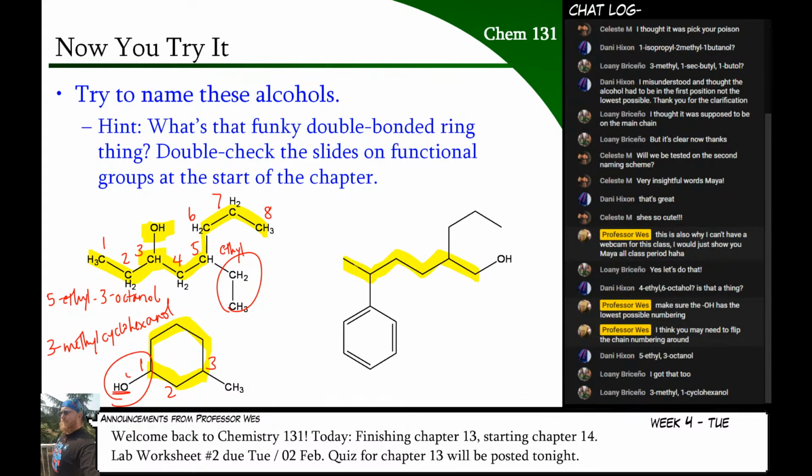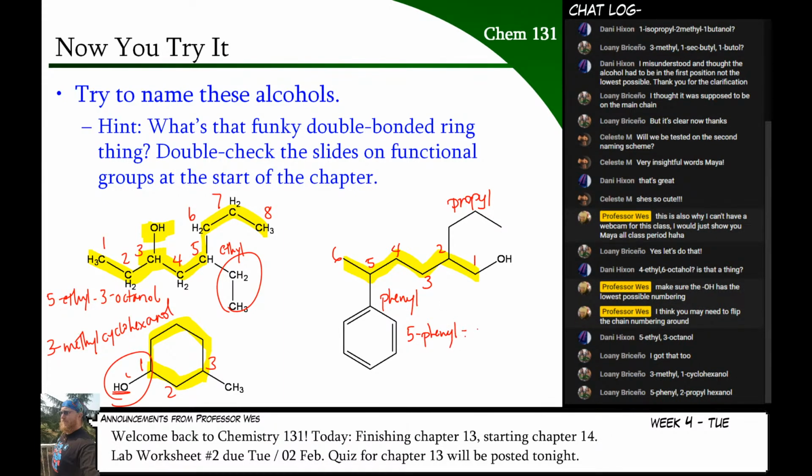On this one over here, let's count this. 1, 2, 3, 4, 5, 6. 1, 2, 3, 4, 5. Okay, so there's my longest chain. I can't select the thing. There we go. So this is phenyl. 1, 2, 3 is propyl. 1, 2, 3, 4, 5, 6. Ph is before Pr, so this would be 5-phenyl, 2-propyl, 1-hexanol. Good. All right, we are in good shape.